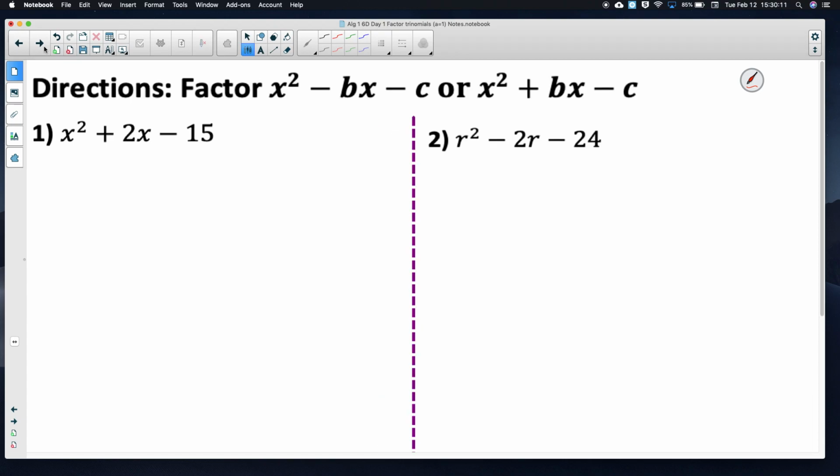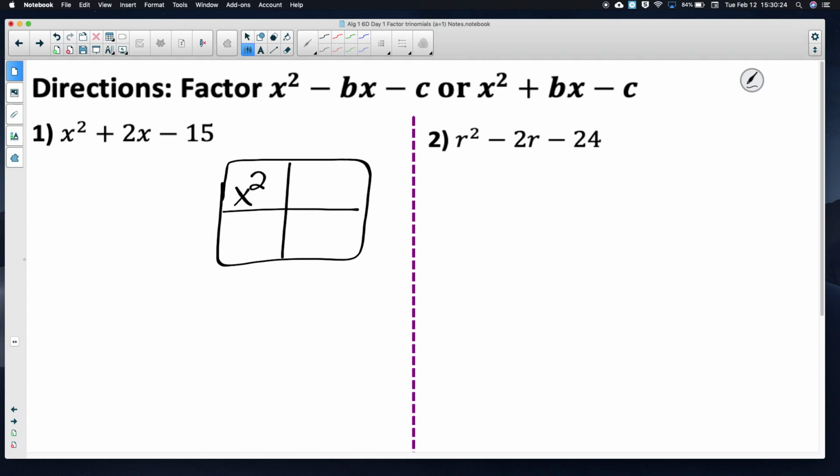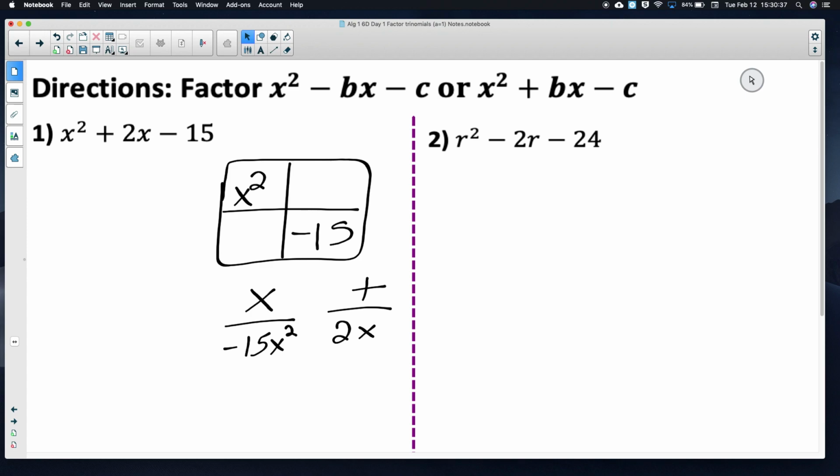We got 2 more examples to knock out, and that is this, the other types of quadratics we could see. We got a mix of positives and negatives here. So the first one's in standard form, so I can go straight to my box. I send x squared to the upper left, negative 15 to the bottom right. So they have to multiply together to give me negative 15x squared, and they have to add together to give me that middle term of 2x. Okay? So what multiplies to negative 15 and adds to 2?